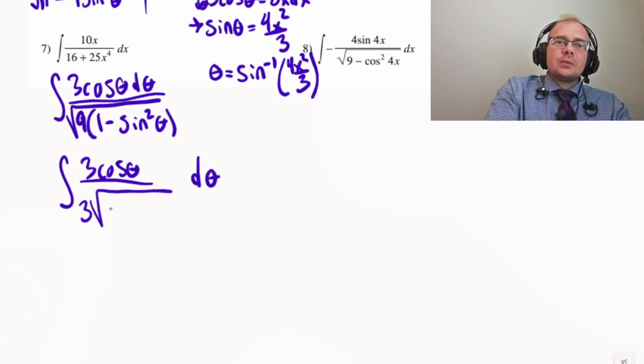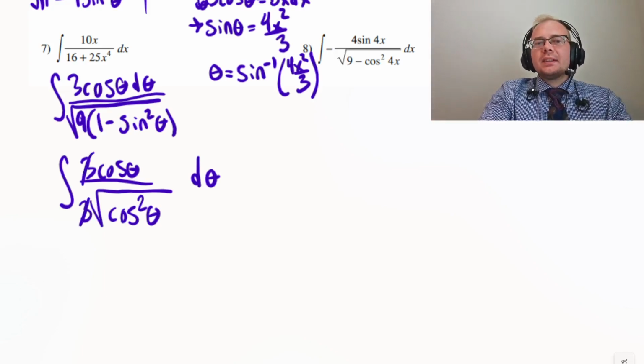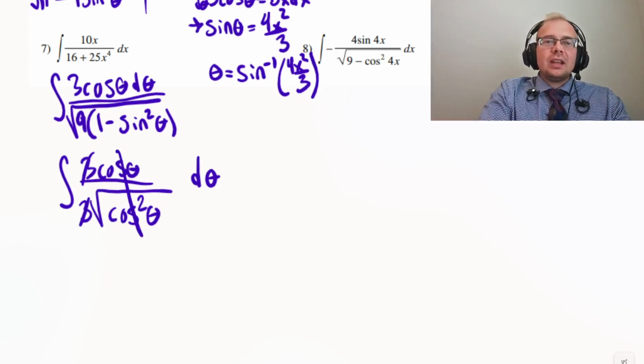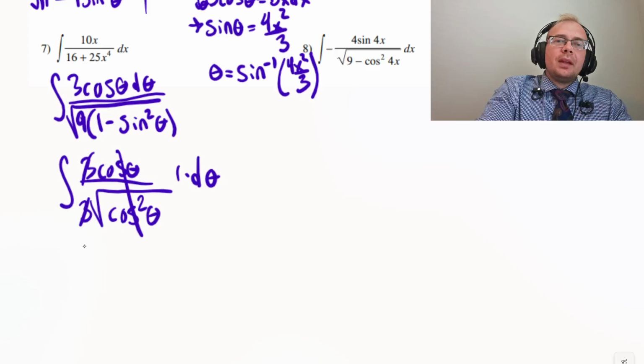And 1 minus sine squared theta is equal to cosine squared theta. These 3's are going to cancel. And actually with the cosines, because the square root of cosine squared theta is just cosine, I end up just taking the integral of 1 with respect to theta, 1 d theta. So that's just going to end up being theta.